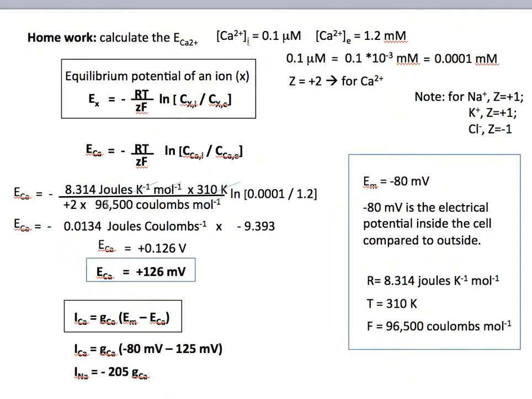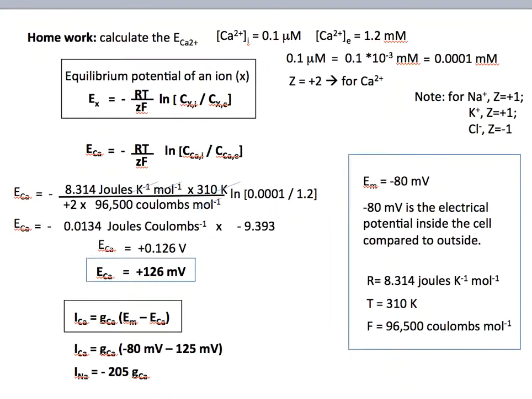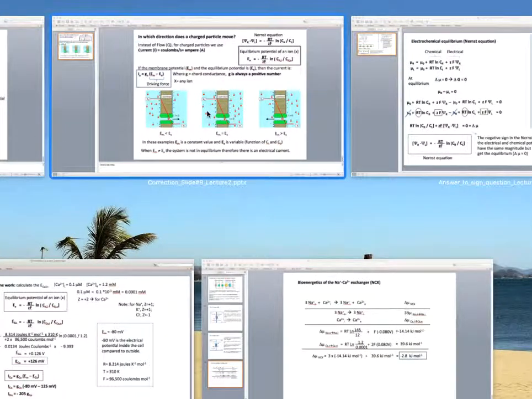Now, I have the bottom portion cut off. So it reads, if EM is negative 80, ICA should be inward in these ionic conditions. And yes, that's true. When you have a membrane potential of negative 80, you're going to have cations coming in. And as I emphasized, positive ions coming in is negative current. So try practicing these questions and you should be in good shape.